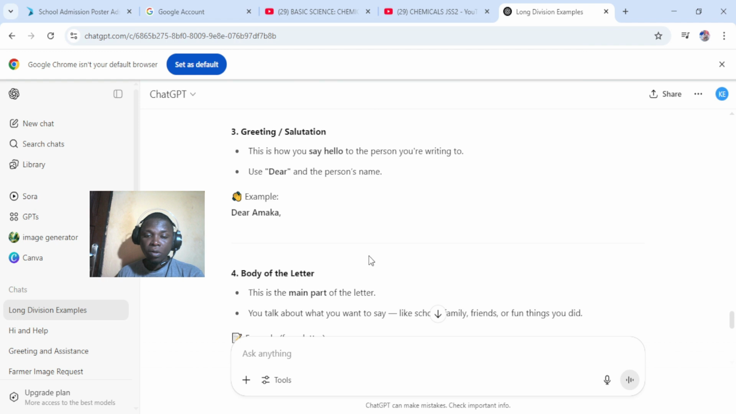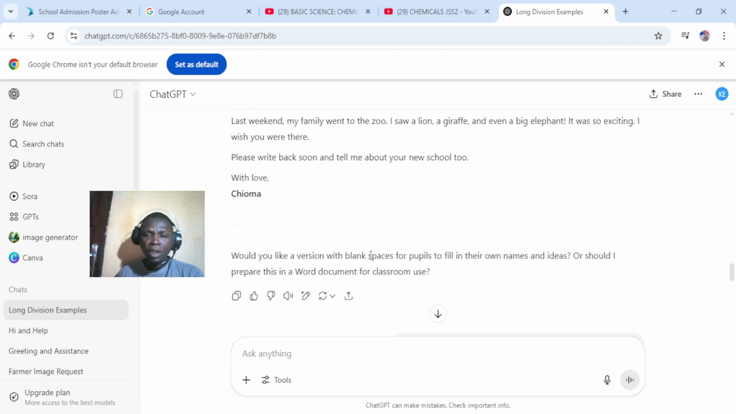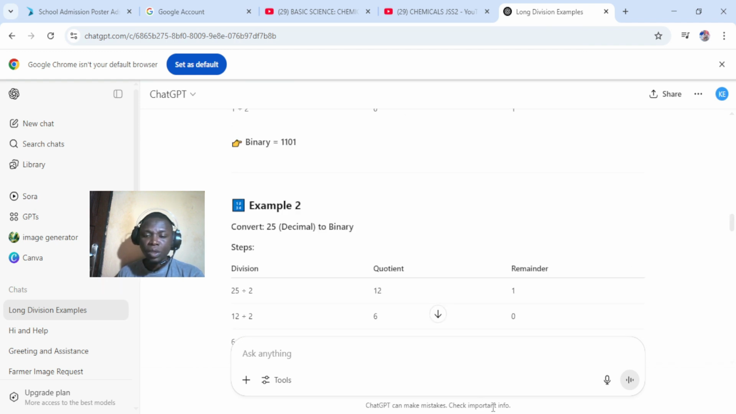Okay, so I hope you're learning something. It's just about you being able to give it the correct prompts. The prompts are the instructions you give to it, so it can generate for you your desired outcome. So if you're able to give it the correct prompt, it will do wonders.